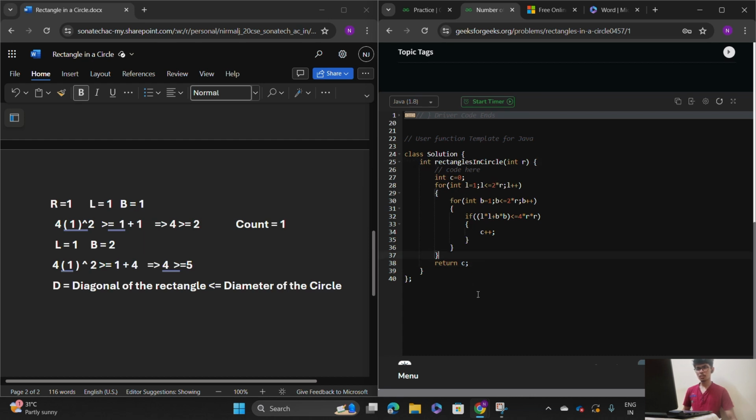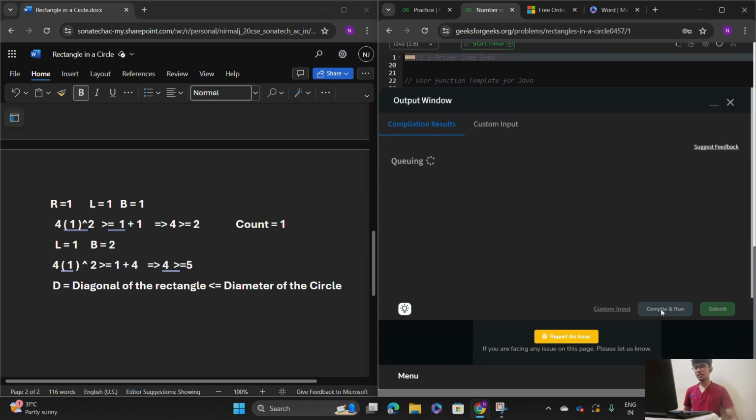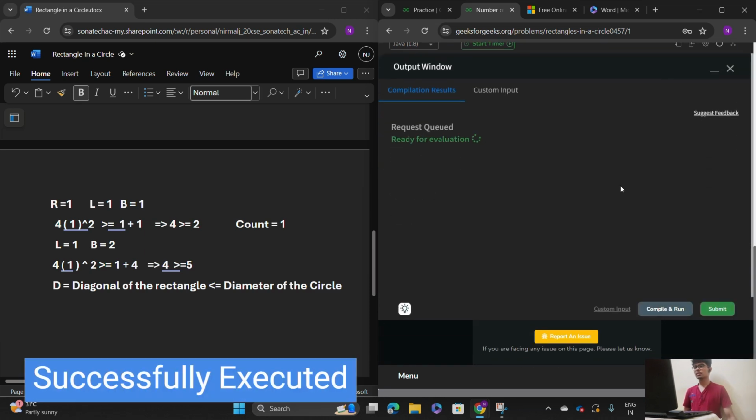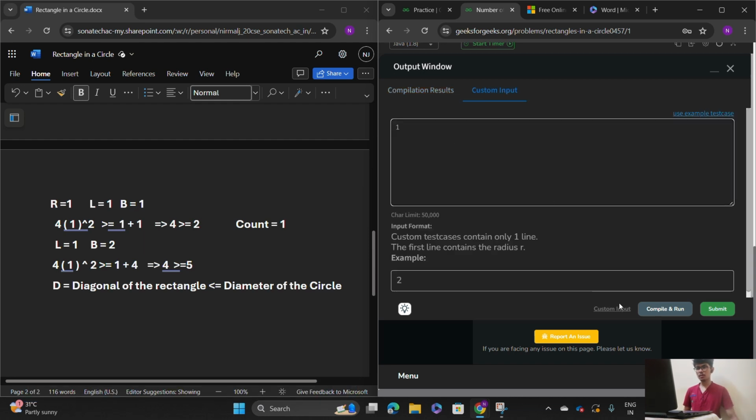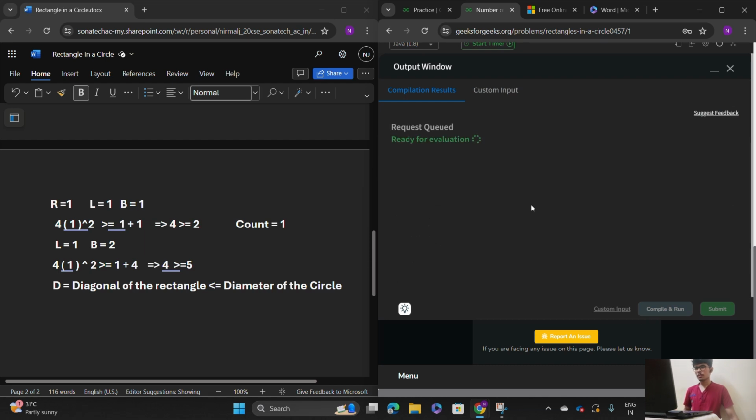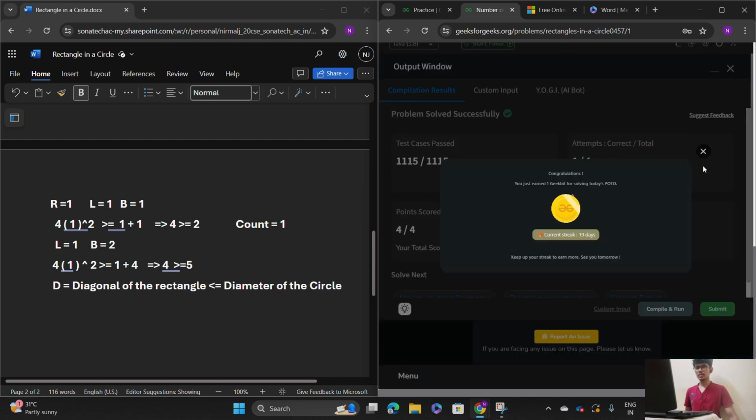No problem. So let me compile and see whether the program is running right or wrong. Yes, for 2, the expected output is 8. Let me check for 1. Okay, 1. Let me submit and see whether the program is running right or wrong. Yes, it is running right. So no problem in that.